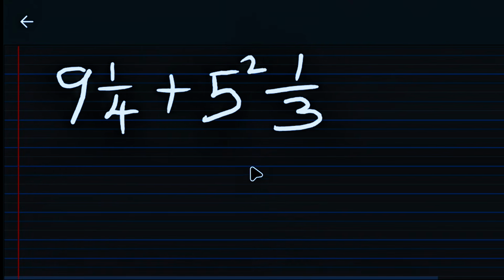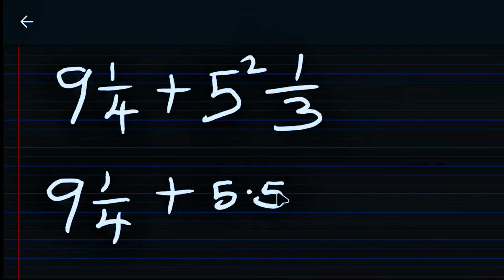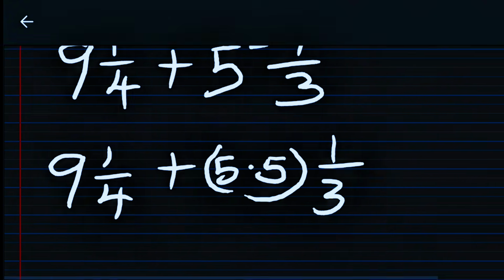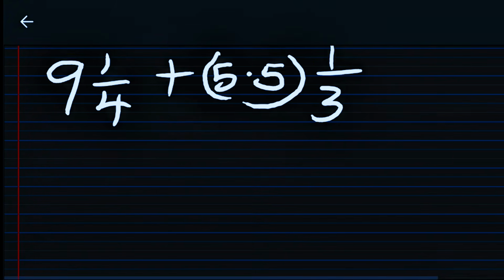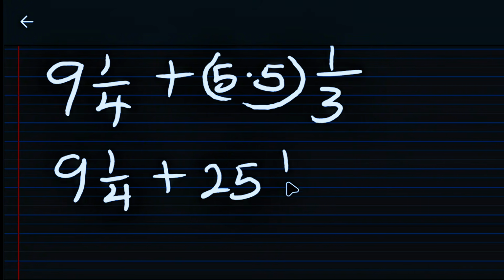Now from here, let's attend to this exponent. Now this place will have 9 and 1/4, then plus 5 squared, which is 5 multiplied by 5, okay? Then 1 and 1/3. Now from this place, we have 9 and 1/4 plus 5 multiplied by 5 equals 25. So we have 25 and 1/3. Now looking at this, we have a mixed fraction and a mixed fraction. So we have to add these two mixed fractions together.